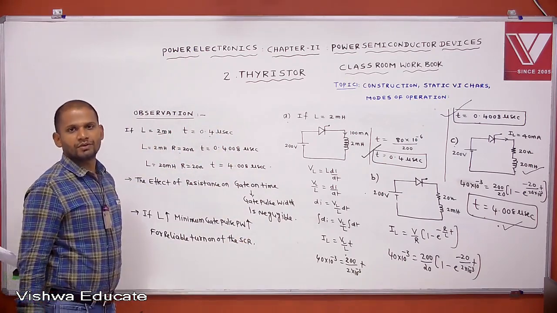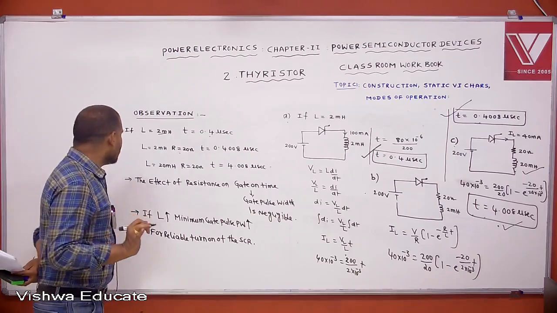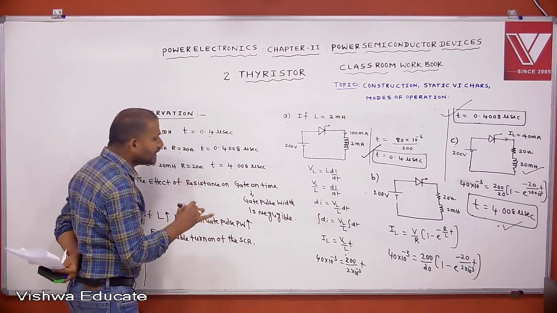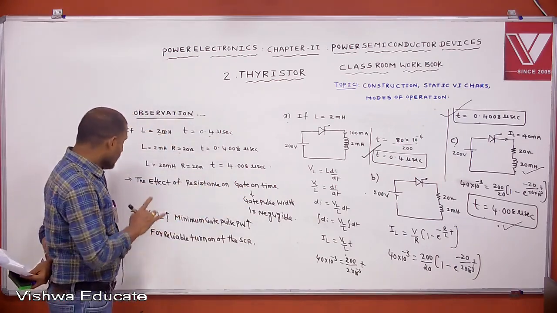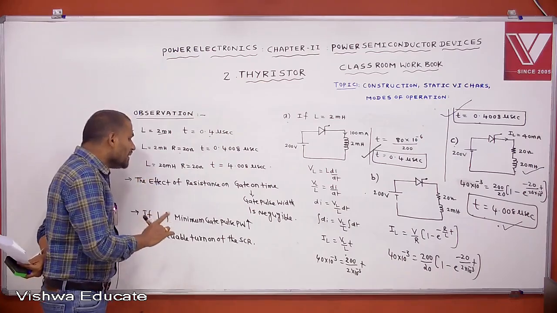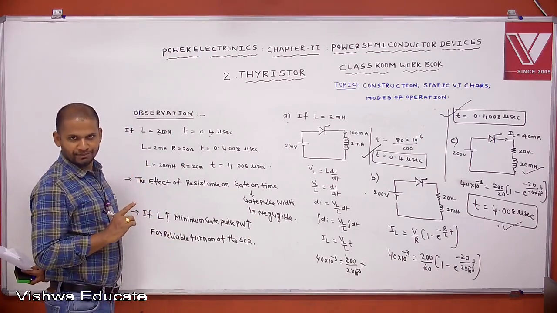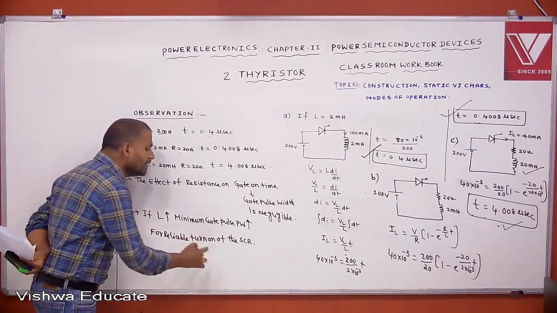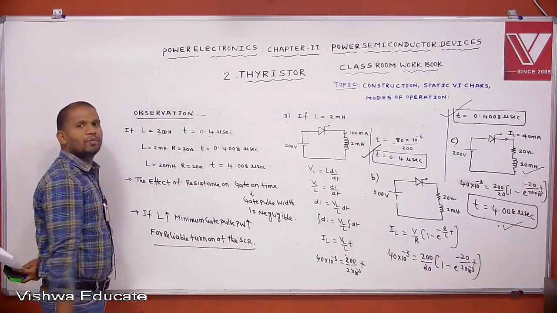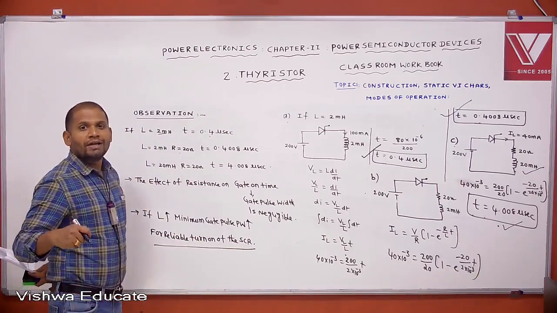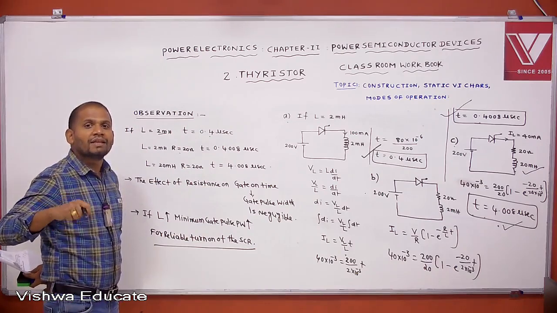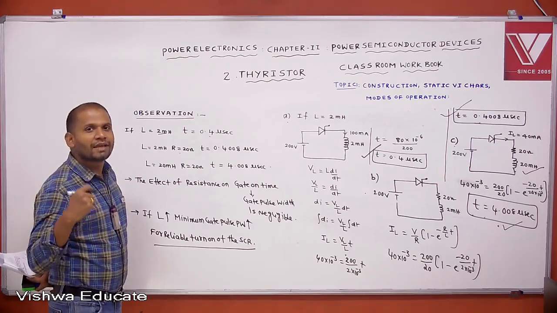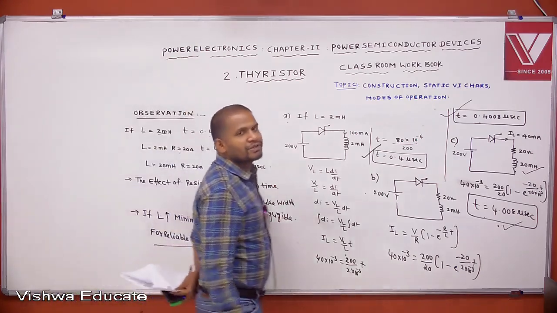These are two important observations. The effect of resistance on gate on time, or gate pulse width, is negligible. But if inductance increases, the minimum gate pulse width also increases for reliable turn on of the SCR. That means if the load inductance increases, we have to keep the gate connected for more time for reliable turn on. This is the observation based on this problem.